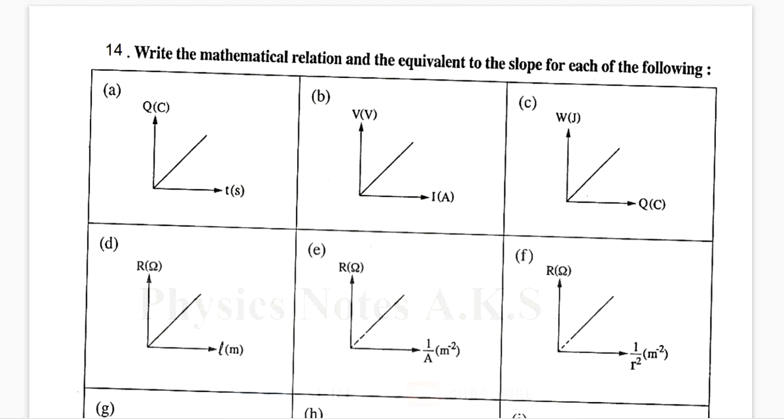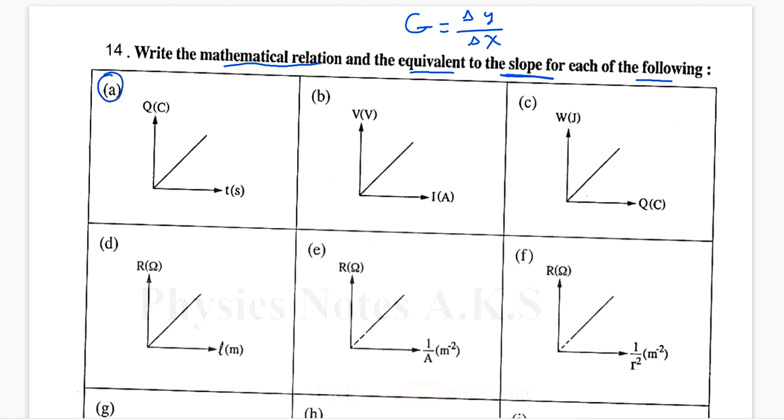This question says write the mathematical relation and the equivalent to the slope or the gradient for each of the following. Since they want the gradient in each case, let me remind you first that the gradient is the change of y over the change of x, for any graph. So I'm going to apply this idea in each case. We start with part A.